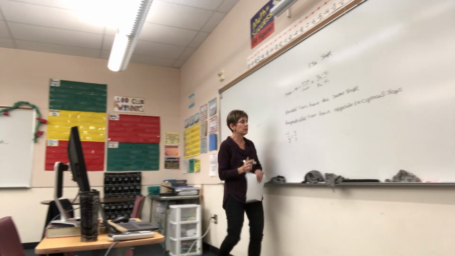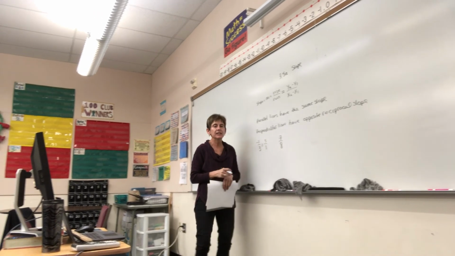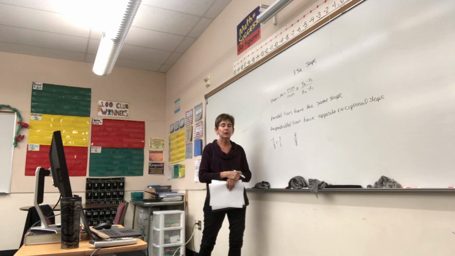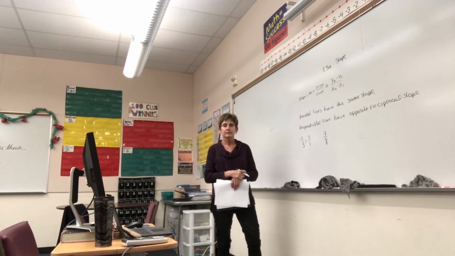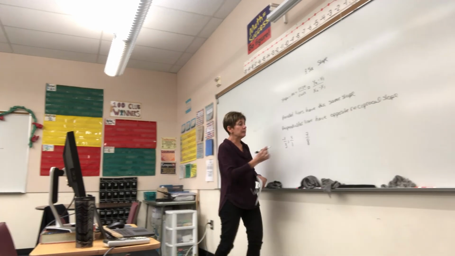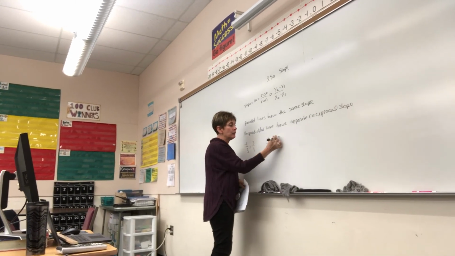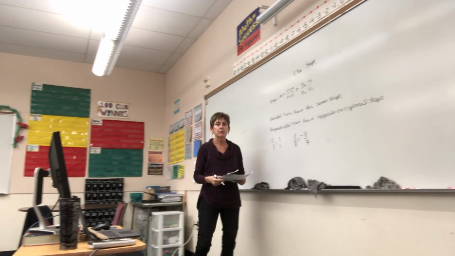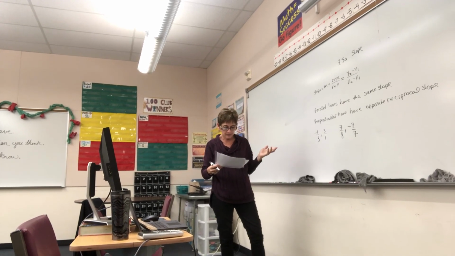Okay, let's try another one. Let's try the slope 7/8. What would be the opposite reciprocal of 7/8? Well, opposite means it has to be negative because this one's positive. And instead of being 7/8, it would be 8/7. So the opposite reciprocal slope of 7/8 is negative 8/7.